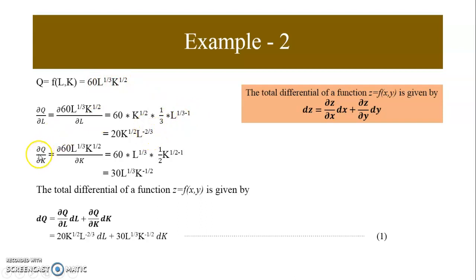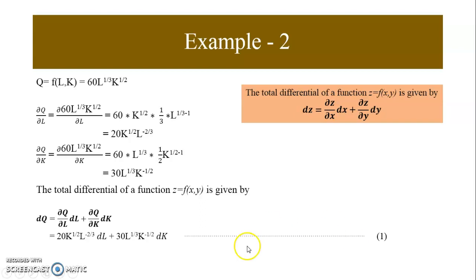Then again you can calculate the MPK by keeping L as constant. So 60L^(1/3) as it is, K raised to the power 1/2 will become 1/2 K raised to the power 1/2 minus 1. So this is your MPK. Now you simply substitute the values in this equation and this becomes your equation 1.